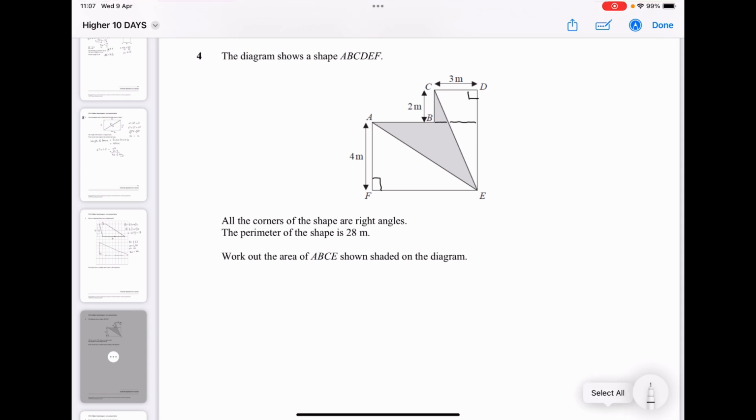Right, so what I need here is to find the perimeter. The perimeter is 28. How do I get the perimeter of this shape? Well, what have I got? This is 6, because 2 and 4 equals 6. So all I need to do is work out what is left.